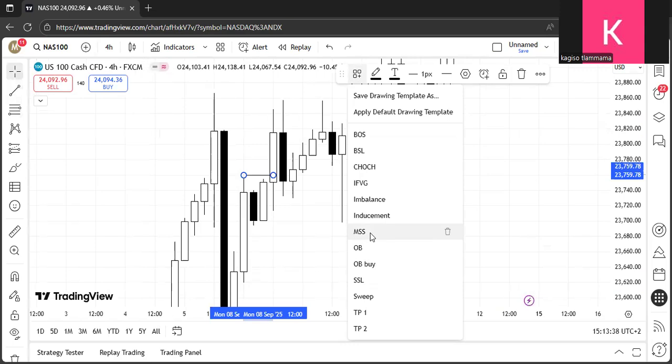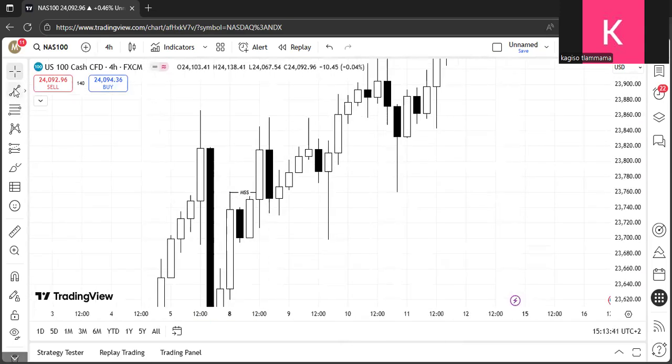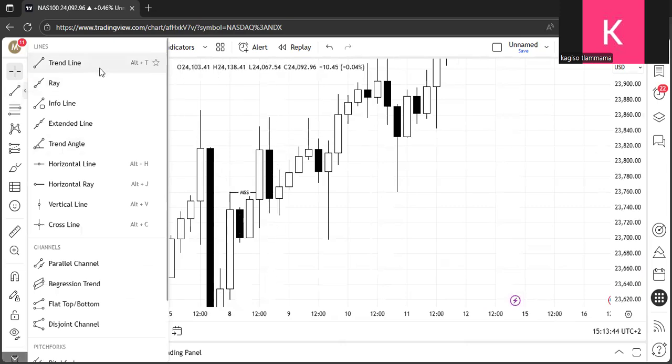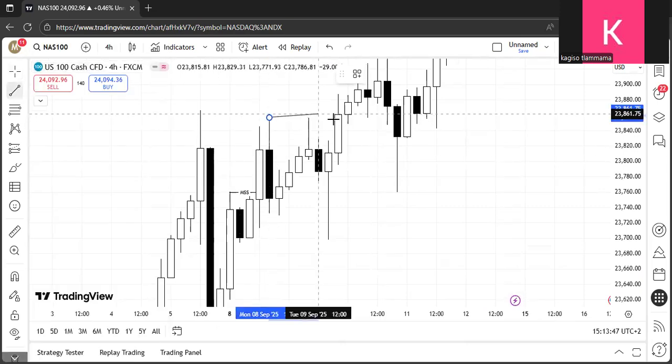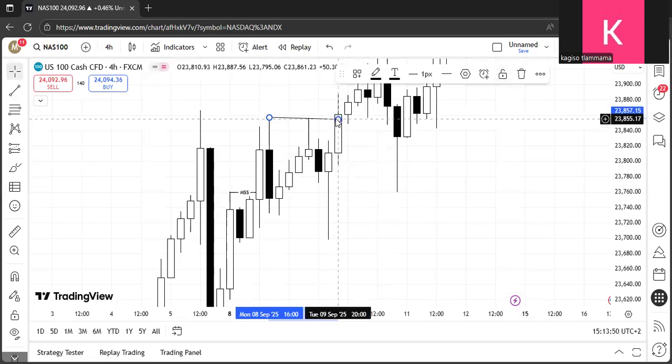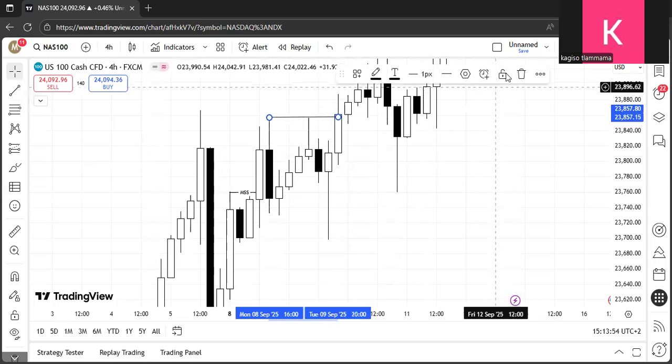Okay, let's say this is our change of character, right? And then here we have our break of structure. Here we have our break of structure.